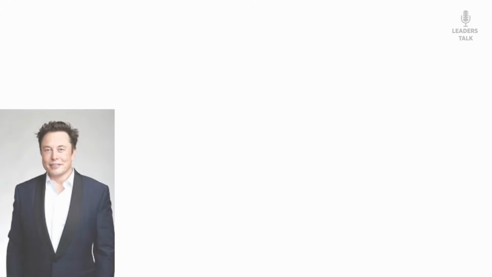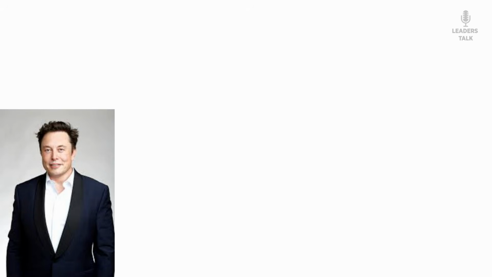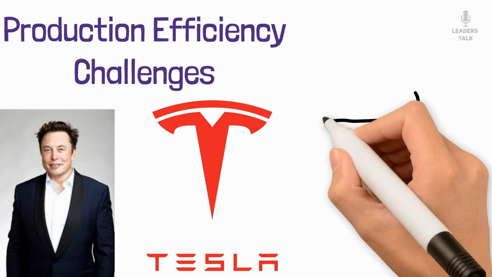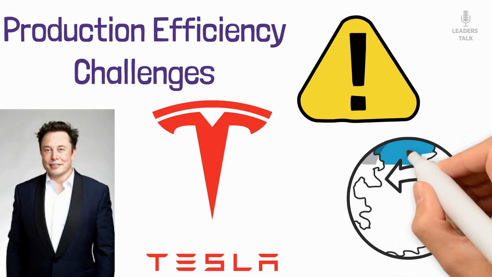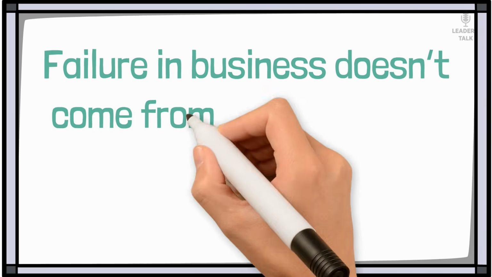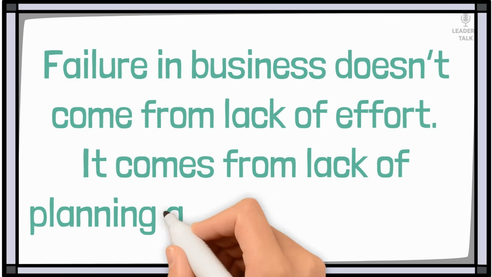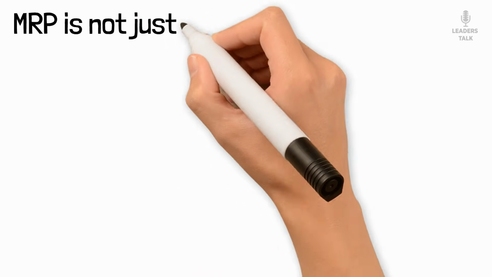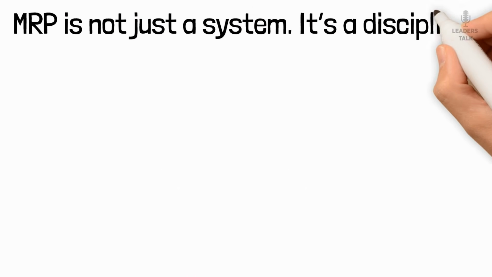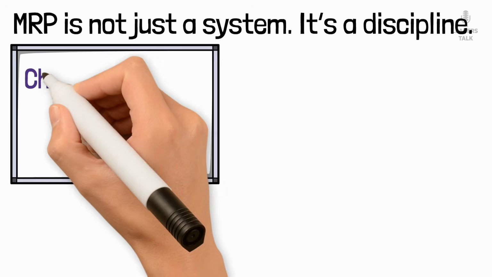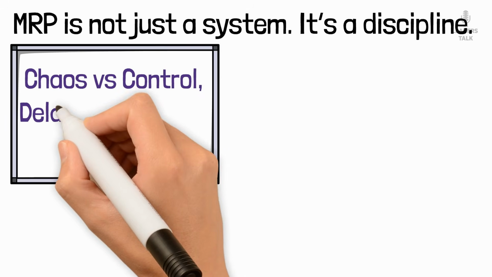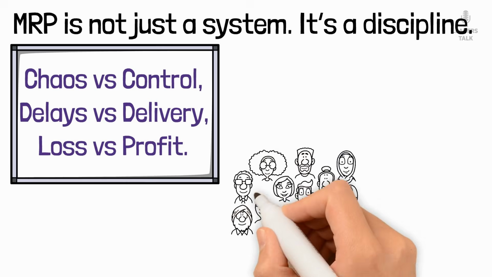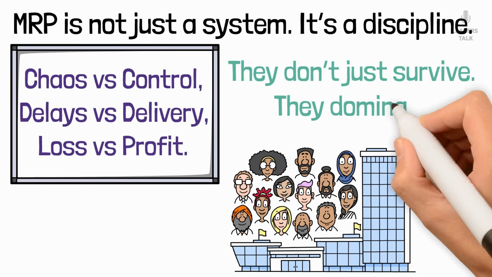For example, even a visionary like Elon Musk has emphasized production efficiency challenges at Tesla, showing how critical planning systems are in real-world operations. Failure in business doesn't come from lack of effort. It comes from lack of planning and poor execution. MRP is not just a system, it's a discipline. It's the difference between chaos versus control, delays versus delivery, loss versus profit. And the companies that master this, they don't just survive, they dominate.